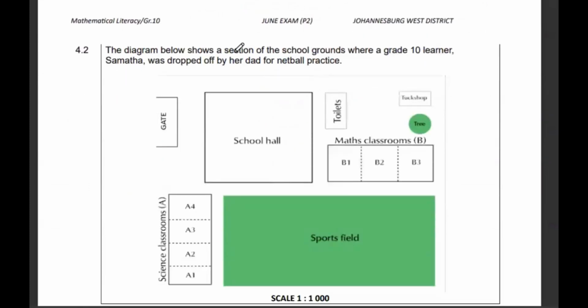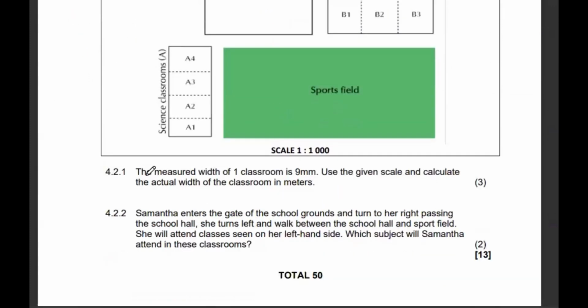Look at question 4.2. The diagram below shows the section of the school grounds where a grade 10 learner, Samantha, was dropped off by her dad for netball practice. 4.2.1. The measured width of one classroom is 9 millimeters. Use the given scale and calculate the actual width of the classroom in meters. First things first, write down the scale. The scale given to us is 1 is to 1,000. That means 1 unit on paper equals 1,000 units in real life. On paper we have 9 millimeters. What will it be in real life?